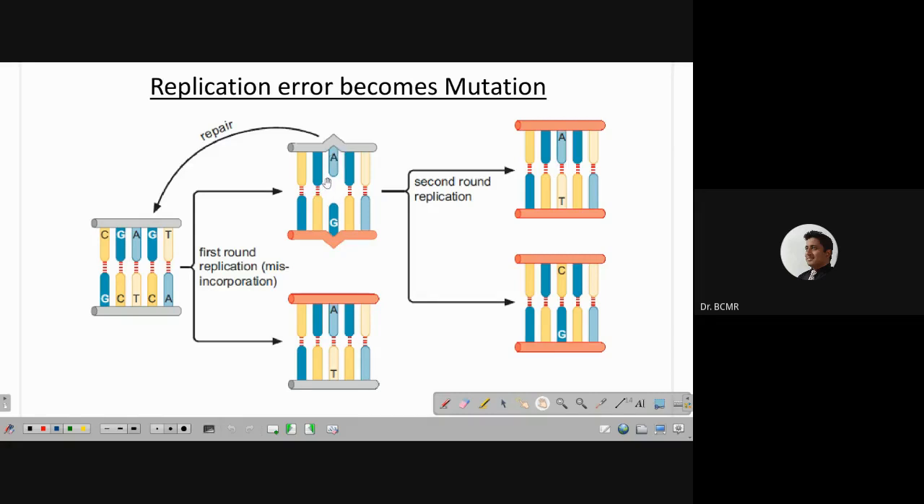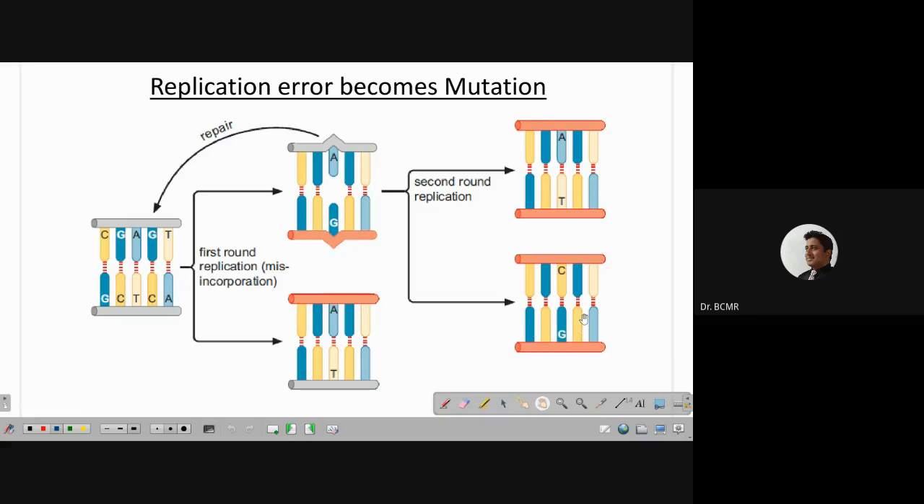But if, even before the repair itself occurs, the second round of replication happens, then what will happen? One of the strands, the top strand here that acts as a template, will form AT, that is normal like the DNA of the parent strand. The lower strand, this one, would have given rise to CG, right? That means now it is a mutation. You cannot change it.